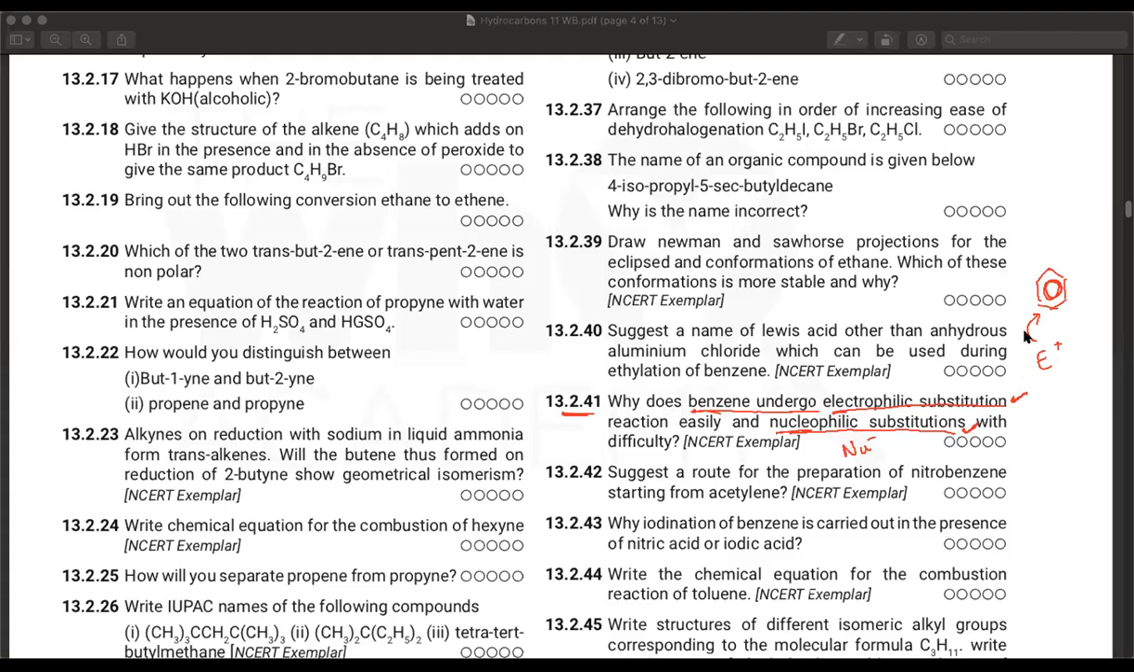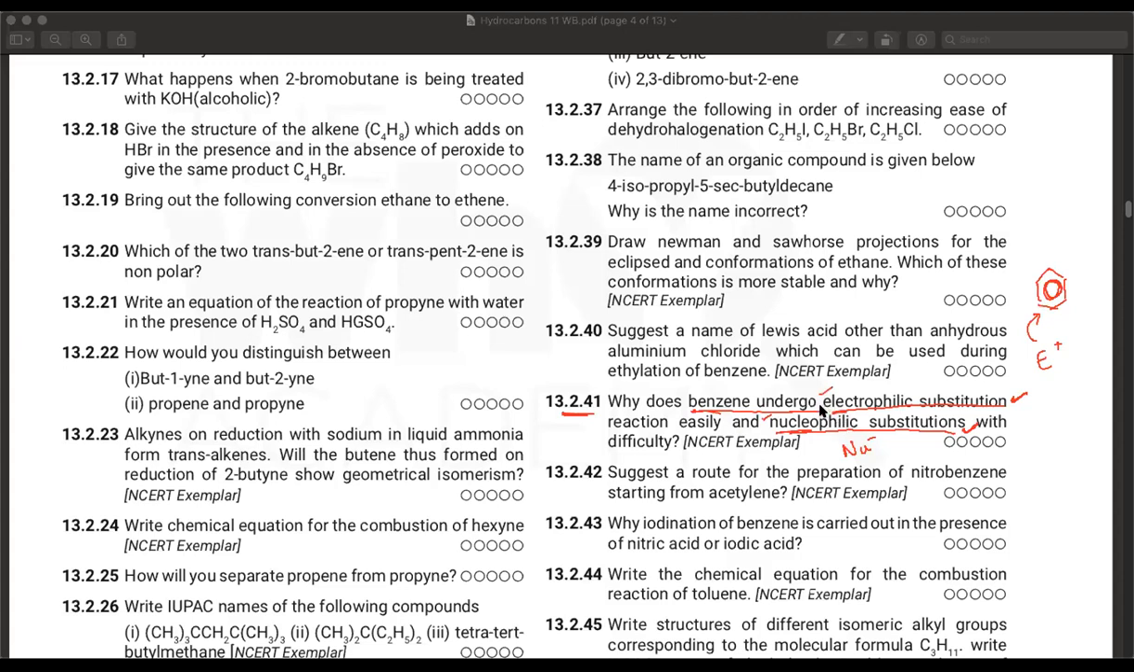Why is it difficult for nucleophiles to attack benzene? Why would they prefer not attacking? Because nucleophiles are negatively charged substituents, so that would cause repulsion of electrons. Correct. Absolutely. So electrophilic substitution, nucleophilic substitution.